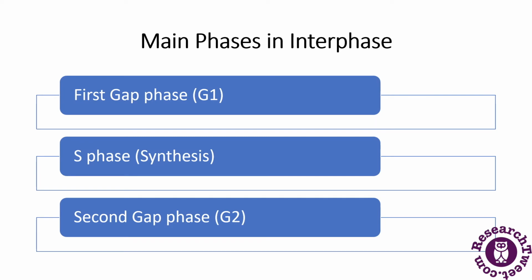So these are the three main phases of interphase. The first is G1 phase, which is also called the first gap phase. Then it is the S phase, which is also called the synthesis phase. Then comes the second gap phase, which is also called the G2 phase. So these are the three kinds of phases which are mentioned in the interphase, or the interphase has been subdivided into these phases. So we will be discussing each one of them in detail. So first we will start with the first gap phase.